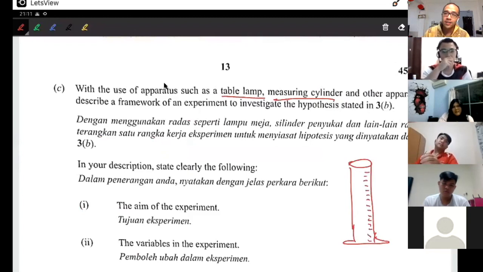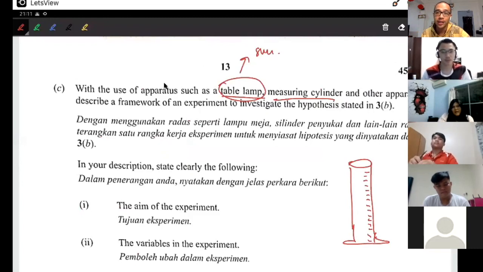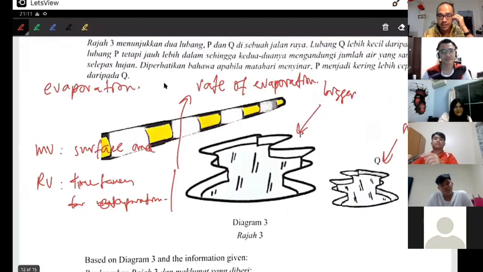Okay, so obviously the table lamp acts as the sun lah. Okay, dia adalah matahari buatan. So, so you put how? Okay. So I will show you the answer in a little while. I just want to show you that this is one of those bizarre experiments by Selangor.